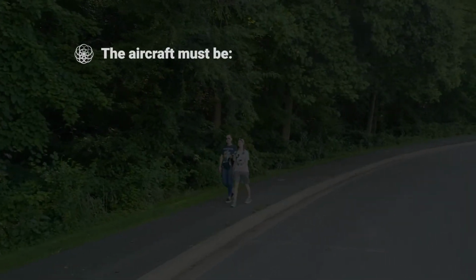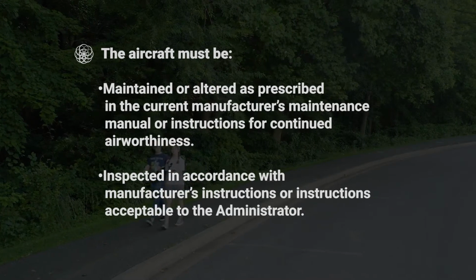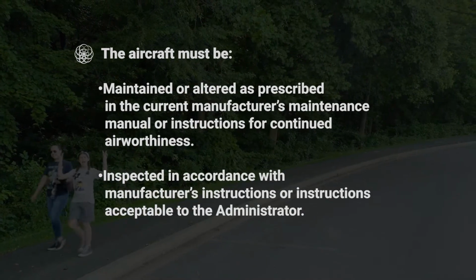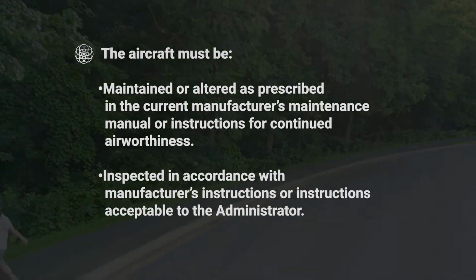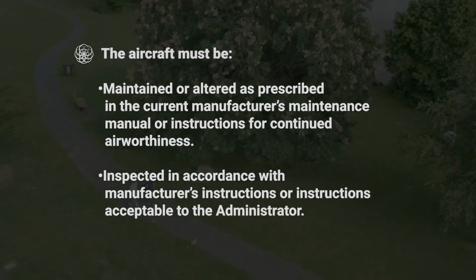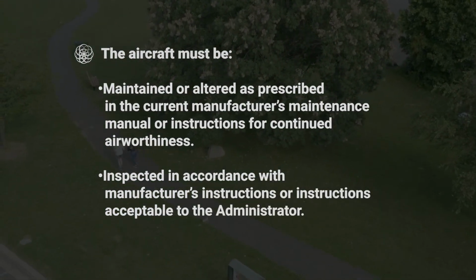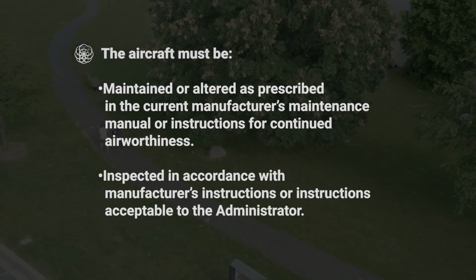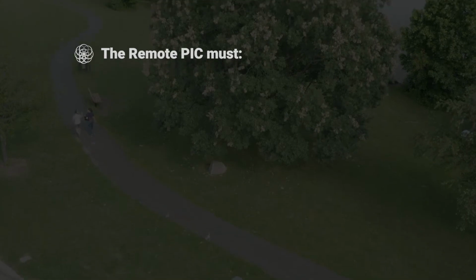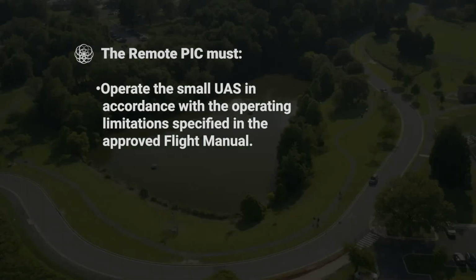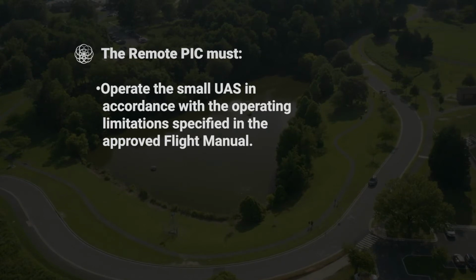The aircraft must be maintained or altered as prescribed in the current manufacturer's maintenance manual or instructions for continued airworthiness, inspected in accordance with the manufacturer instructions or instructions acceptable to the administrator. The remote PIC must operate the small UAS in accordance with the operating limitations specified in the approved flight manual.